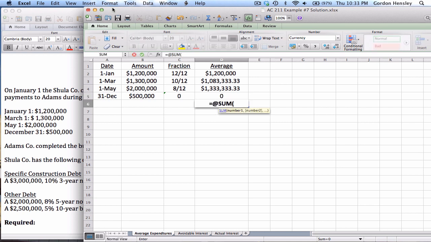So we will just total all these up, and ultimately, even though we made different payments throughout the year, the average of all the payments, a weighted average, would be $3,616,667. And that's a very important number because we're going to use that number again for a later part in this particular problem. So that takes care of the average expenditures.